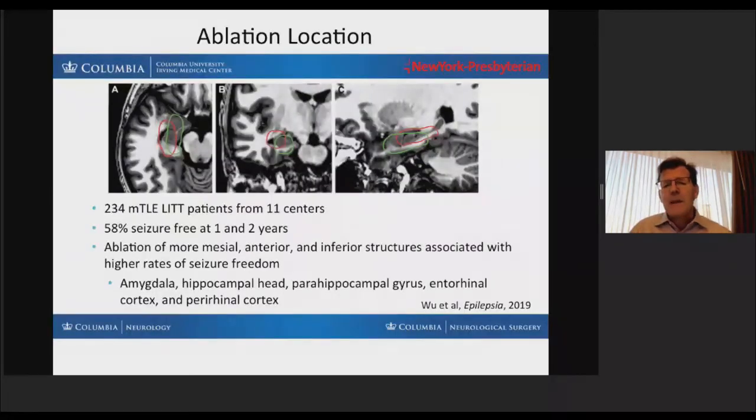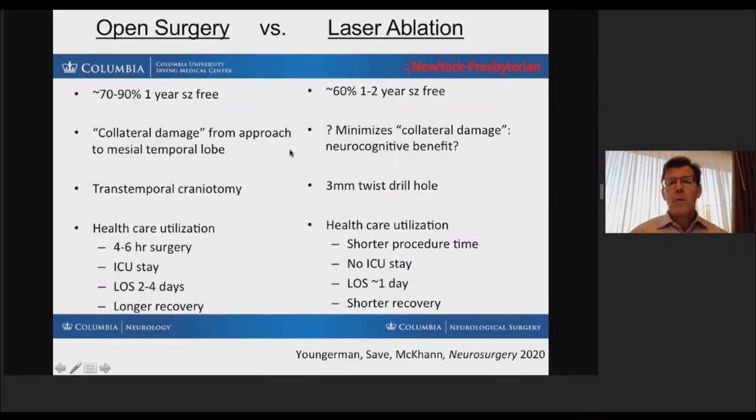So what we found about laser ablation is that this is a series put together that we were part of by the group at Jefferson. Chen Wu was the primary author. And what we found in this large series is that 58% of patients were seizure-free at 1 and 2 years, but that ablation of the more inferior, anterior, and mesial structures in the green was what was most important in achieving seizure freedom.